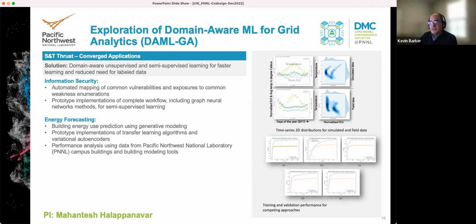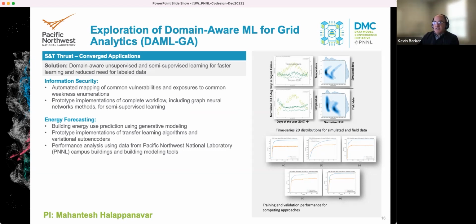So in information security, the idea is to use unsupervised and semi-supervised learning methods to automate the mapping of common vulnerabilities and exposures to common weakness enumerations. If you look at the NIST database, the CVE and CWE databases, there's not a clean mapping from one to the other. So can we use semi-supervised learning to create that mapping that can then be used to at least mitigate some of the common vulnerabilities that are identified in that database?